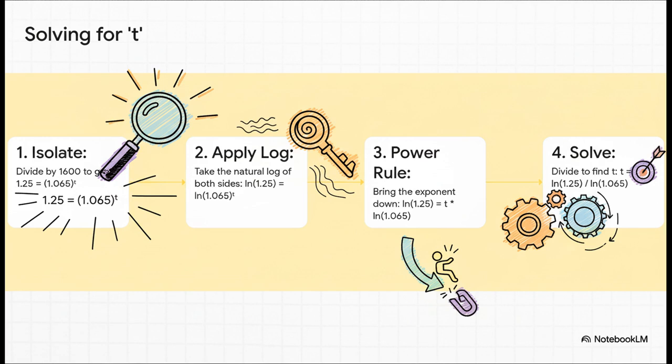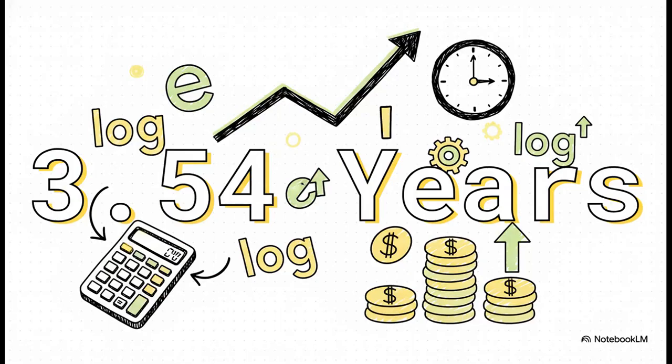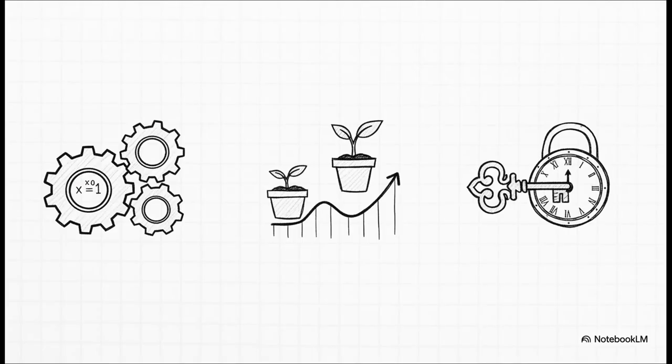The last step is just simple algebra. Divide both sides by the log of 1.065 to solve for t. And when you punch that into a calculator, boom, there's our answer. It's going to take about 3.5 years for that investment to grow from $1,600 to $2,000. We went from a totally stuck variable to a concrete, real-world answer. Pretty cool. So let's just recap the journey we took here.